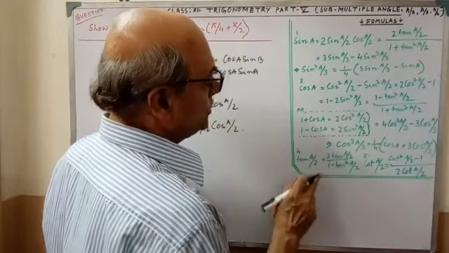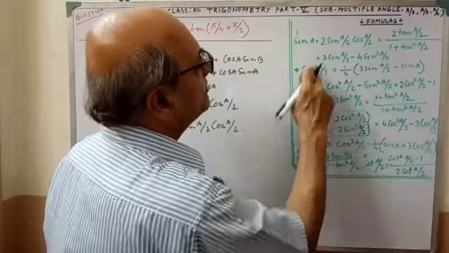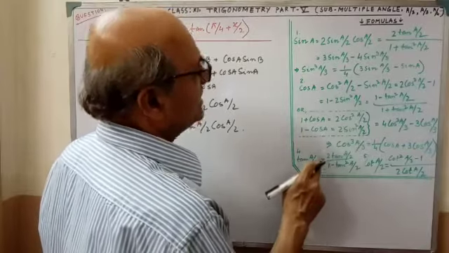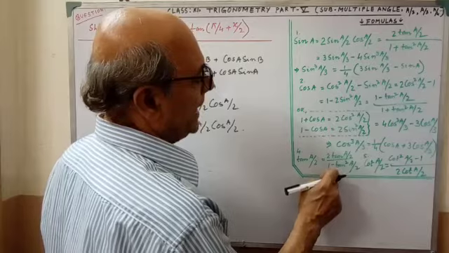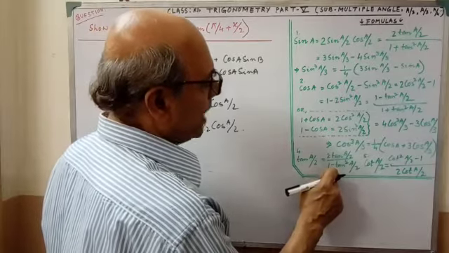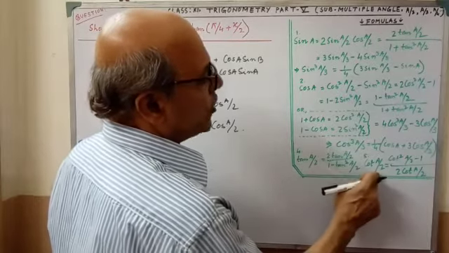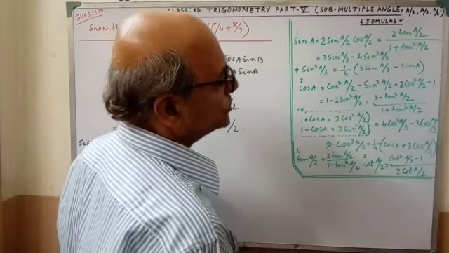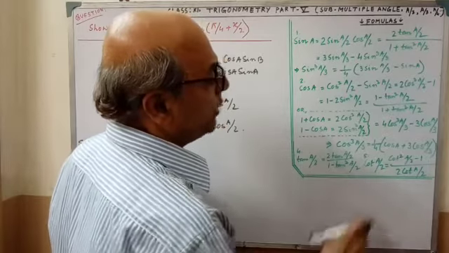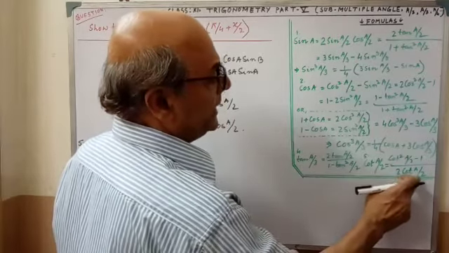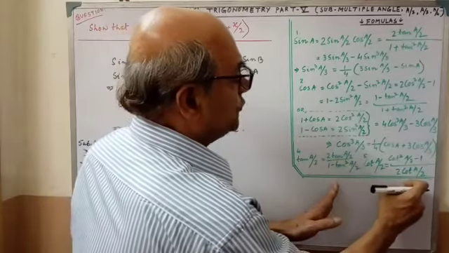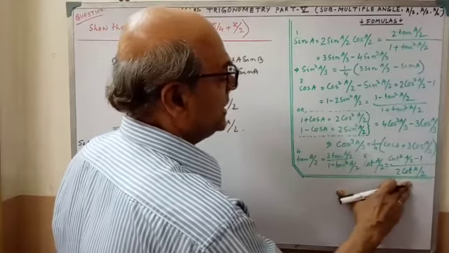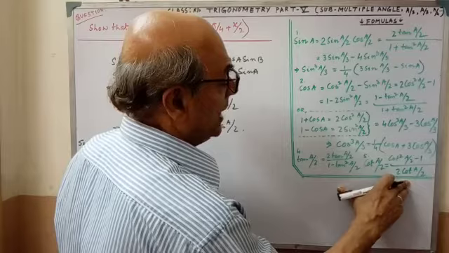And another two, this is also we are getting from the sin A and cos A. By simplifying, we are getting this: tan A equals 2 tan A by 2 by 1 minus tan square A by 2, cot A equals cot square A by 2 minus 1 by 2 cot A by 2. By looking at these two forms simultaneously, you will easily understand the difference.